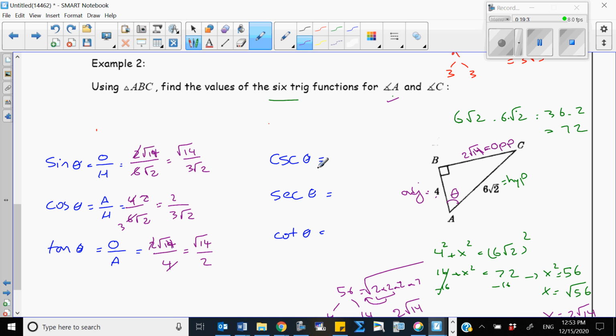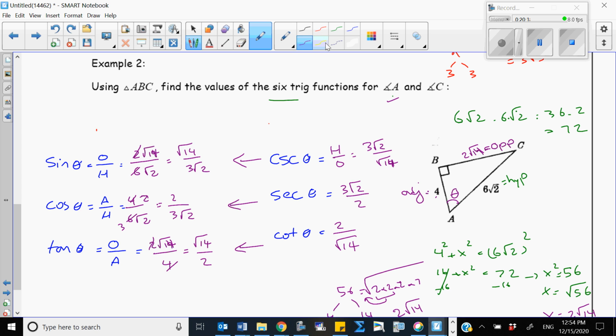Now for the other ones, cosecant is the reciprocal of sine. So I can either use the formula h over o and find that from here, or if I already have sine, just flip that. It's going to be 3 radical 2 over radical 14. Okay, and secant is the reciprocal of cosine, so it will be 3 radical 2 over 2. Cotangent is the reciprocal of tangent, so it will be 2 over radical 14. So that's how I find the trig functions for angle A.